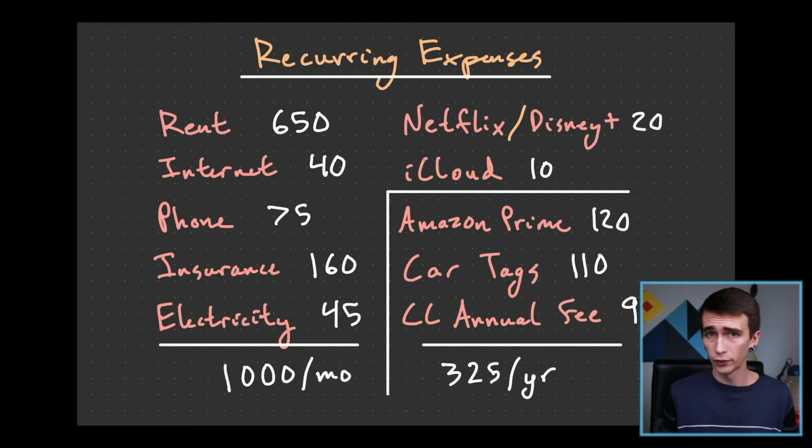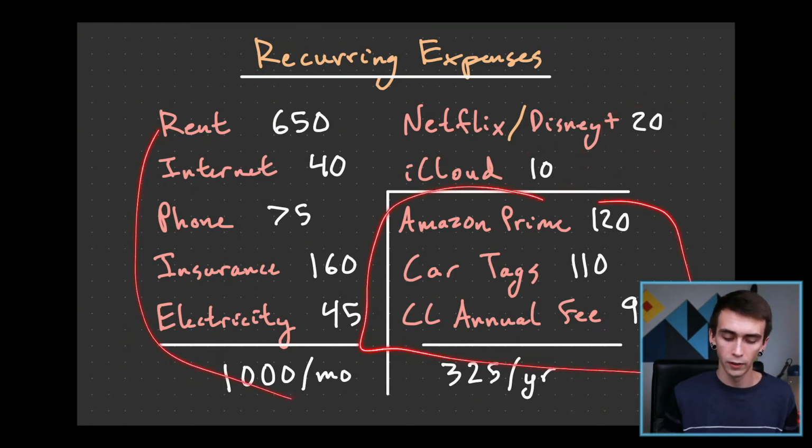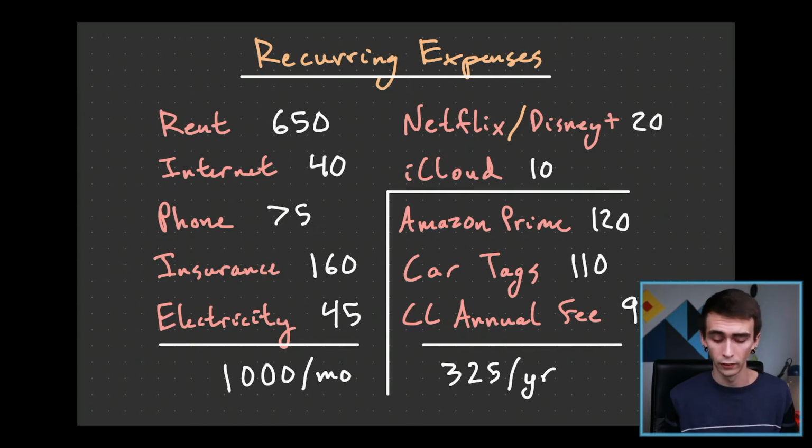So now we're going to jump into step 1, which is the recurring expenses, and all of these numbers right here are just examples, so bear with me. So pretend we got rent, internet, phone, insurance, and electricity. This all totals to about $1,000 a month. And then we also have a Netflix and Disney Plus subscription, plus our iCloud account, which is another $30. And then we have these annual fees down here. So all of these things were monthly, but then these 3, Amazon Prime, the credit card annual fee, and the car tags, those are only annual expenses. So that comes out to about $325 a year, and then we have the $1,000 a month, like I said.